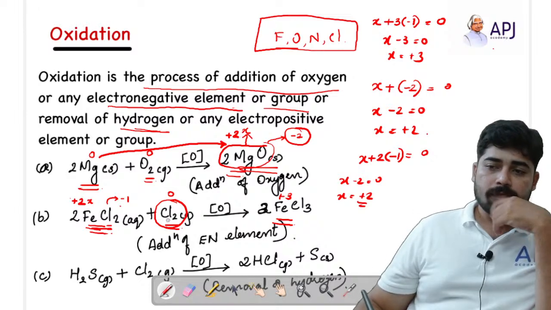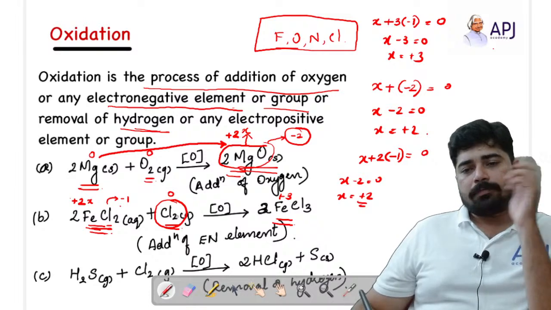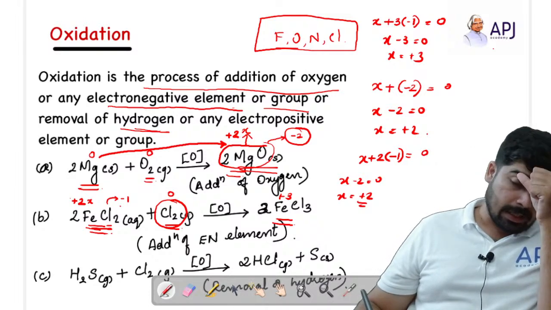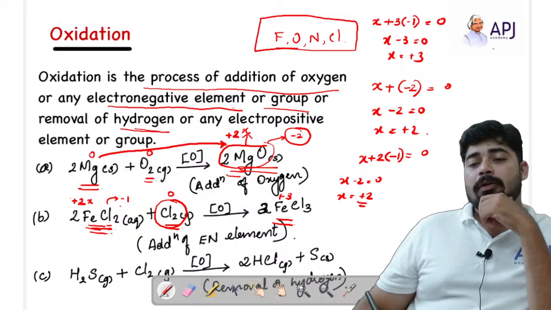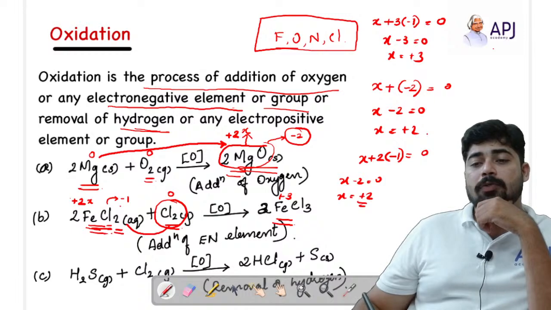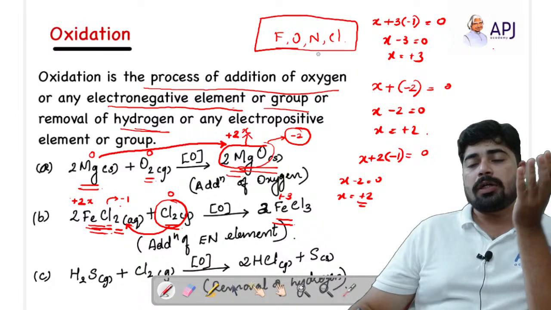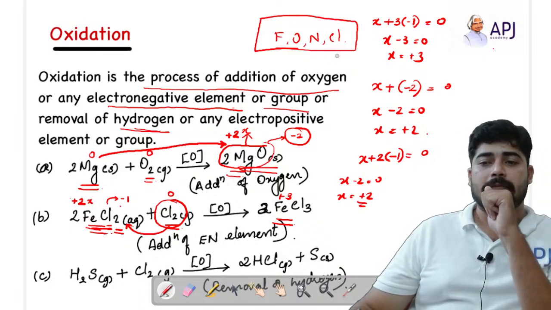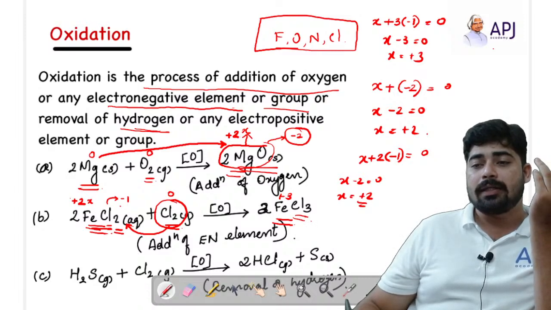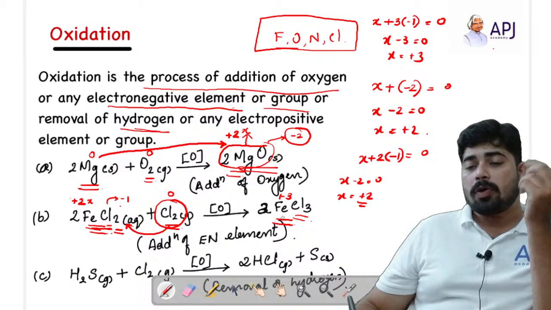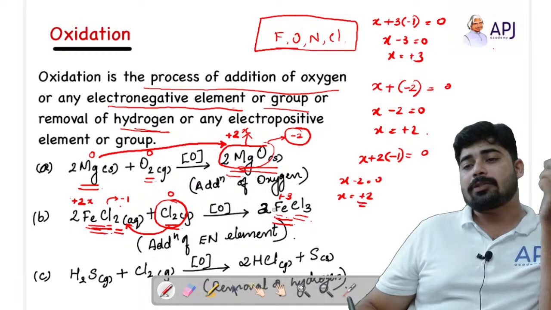plus 3. Now similarly, in example B, what can you find? Here you can see that one electronegative element has been added to this compound. So what is the electronegative element? I have told you fluorine, oxygen, nitrogen, chlorine and all are electronegative elements. You have added an electronegative element here. So what happened? The oxidation state of the iron increases. That means the process is called oxidation.